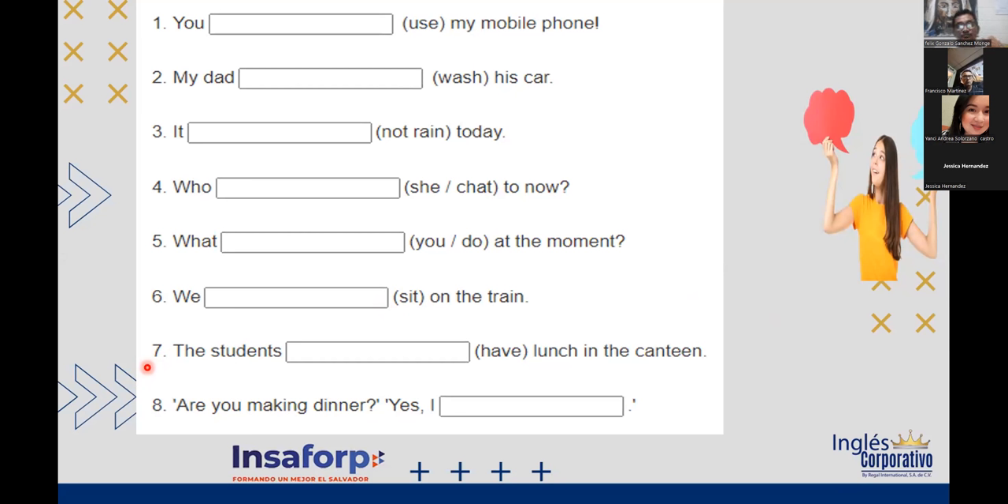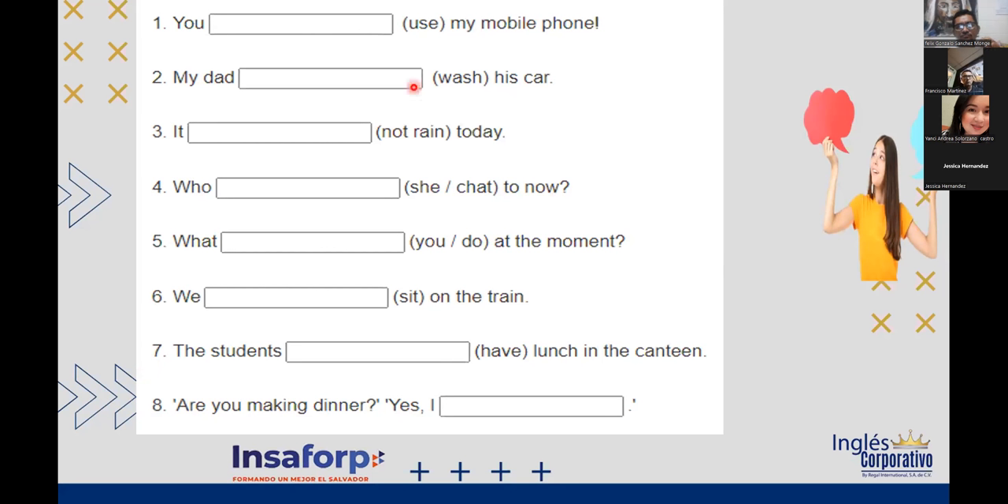So can I have a volunteer for number seven? The students are having lunch in the canteen. In the canteen? The canteen. Yes, in the canteen. So, the students are having lunch in the canteen. Great. Thank you very much, Julio.